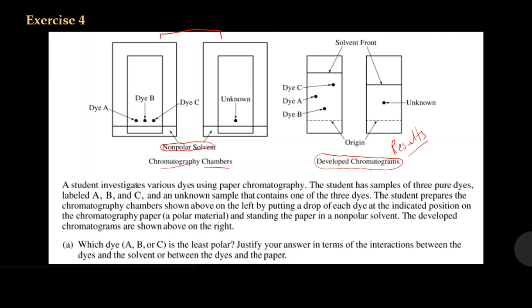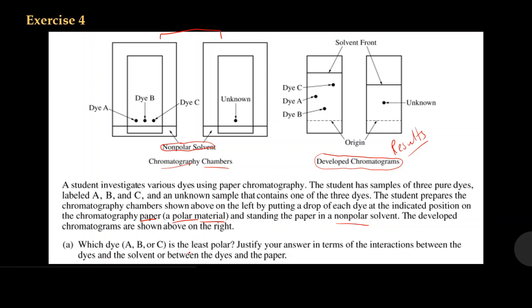Now, reading through the information, a student investigates various dyes using paper chromatography. The student has samples of 3 dyes and an unknown. The student prepares them above, as you can see, indicated by the position on the chromatography paper. But this is the important part that you need to pull out of here. The paper itself is polar. The solvent is nonpolar. These two things are important here. The developed chromatograms are shown over here to the right.